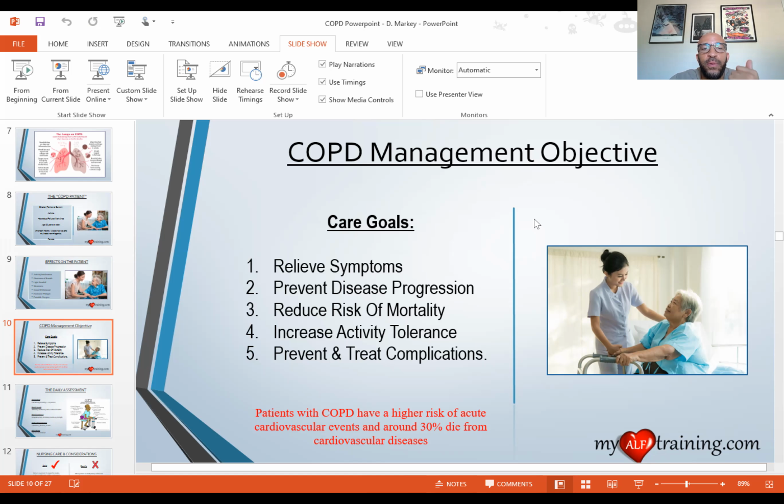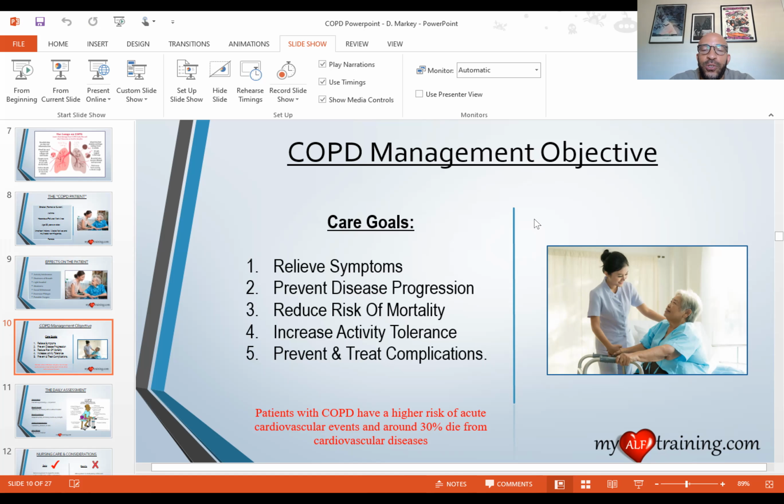Now, two, prevent disease progression. That would be our second most important management objective for the patient. We want to prevent their disease from getting worse. Now, how can we do this? We'll talk a bit more about that later on in the presentation. Three, reduce risk of mortality.